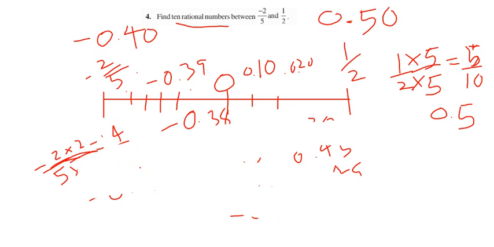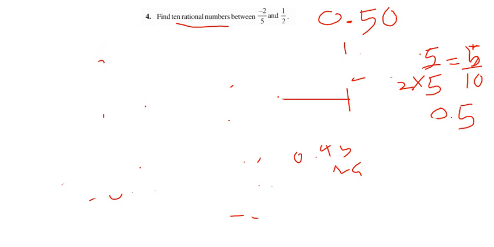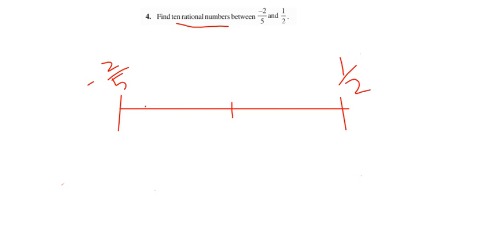Another method is a little bit longer. If you don't have a denominator like 2 or 5, then you cannot convert into a decimal. So then the second method is, you say this is minus 2.5 and this is 1/2. You find the middle point and then you keep finding middle points between them. Let's say this is the A point, this is the B point, here is C. Then between A and C, you find D here. Then between D and A, you can find E here. And between A and E, you can find F here.